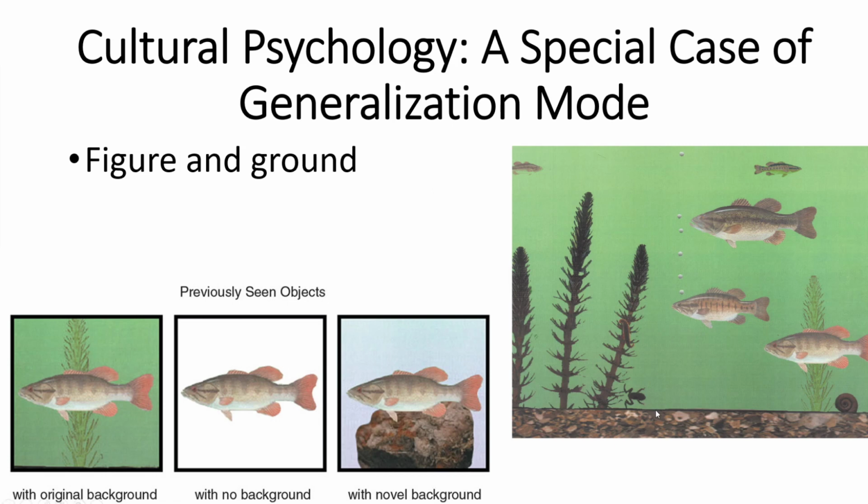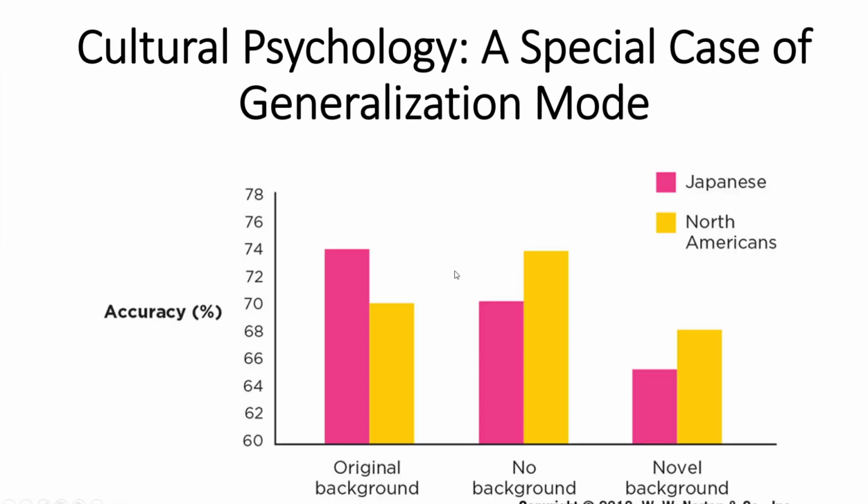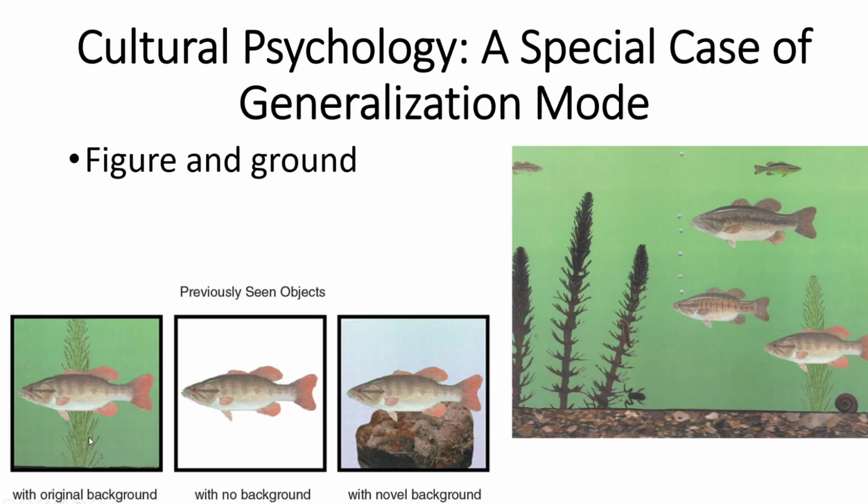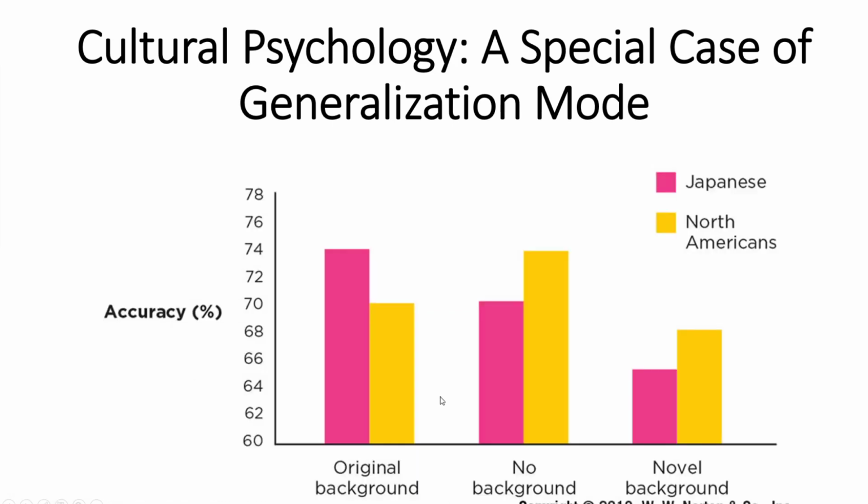And this ends up having an effect on how we're encoding the information because we're focusing on the images very differently. So if you're shown this image, how many people can recognize the fish? If you're shown the fish on the original background, so this guy here in his original context, if we're shown just the fish with no background, if we're shown the fish with some new novel background, what happens?